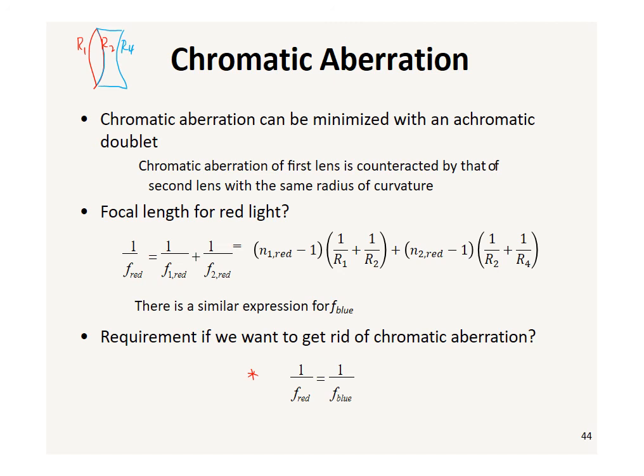So for two lenses in contact with each other, the total focal length is given simply by the sum of the inverses of the focal lengths. And so we know, using the lensmaker's expression, how to find the focal length of each of those glasses. We also know that we need to use a similar expression for the focal length of the blue light, which is going to have very different refractive indices.